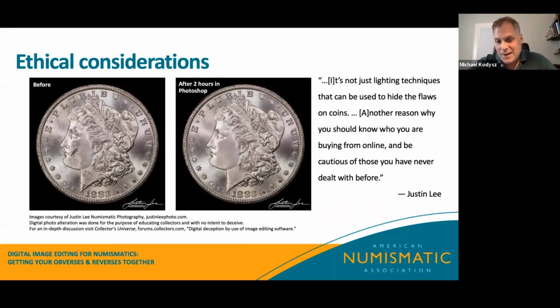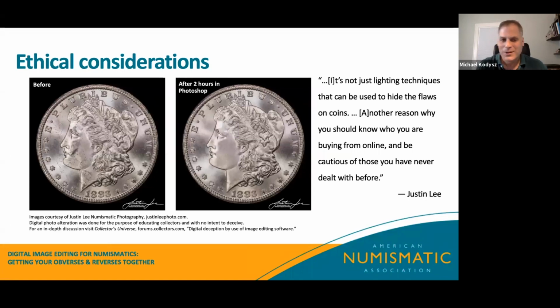This is an image that most people would recognize, a Morgan dollar, and someone named Justin Lee, who is a numismatic photographer, was kind enough to let me use these images in this presentation. What he did for educational purposes is to show what would happen if somebody with great Photoshop skills and spent some time in Photoshop was to retouch a coin and get rid of a lot of the flaws of the coin, like a giant scratch across Liberty's cheek and various imperfections. It's quite a different coin, and so this is something that generally we're not going to want to do.